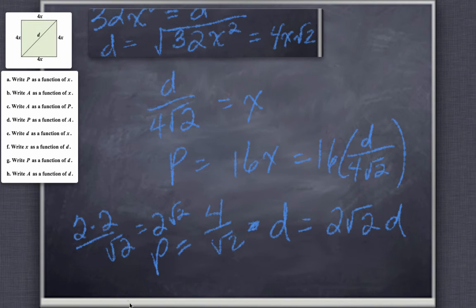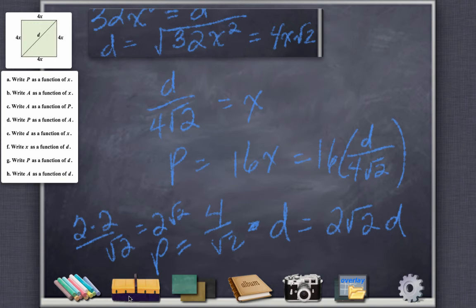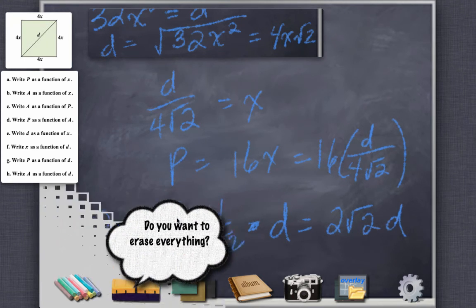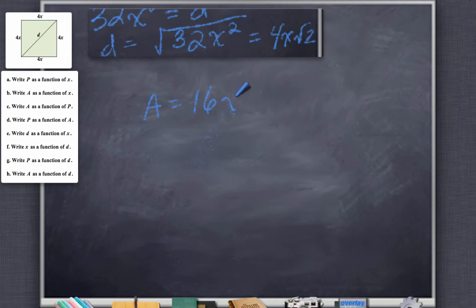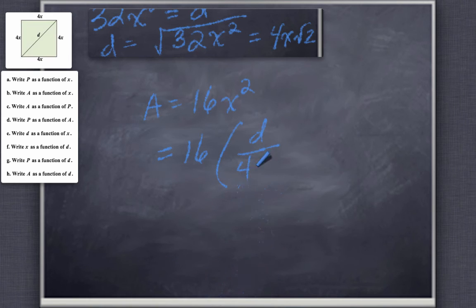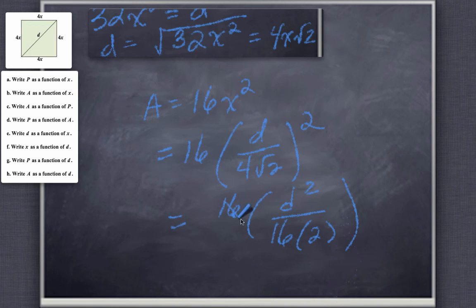And A was 16x squared, is 16 times d over 4 root 2 squared, and that kind of tediously wraps up this section.